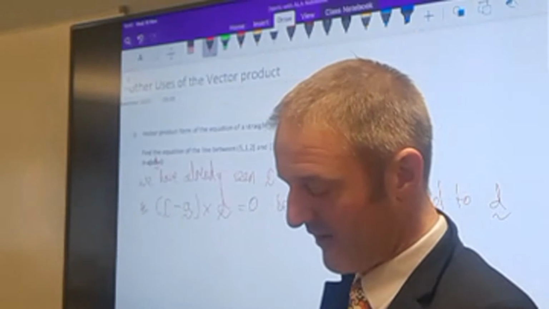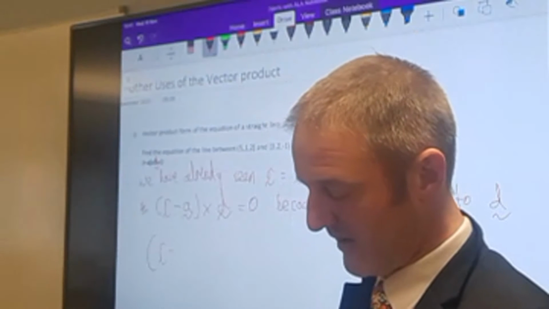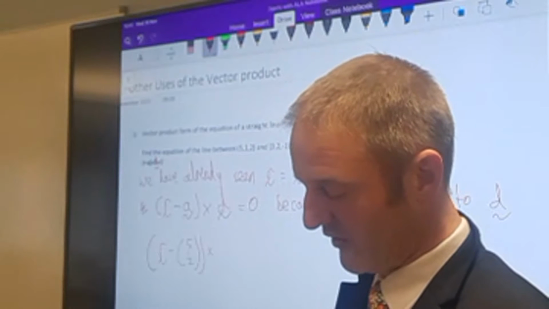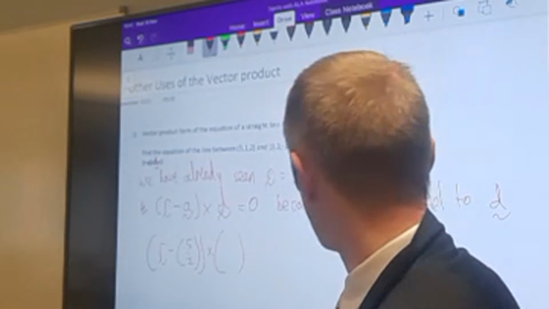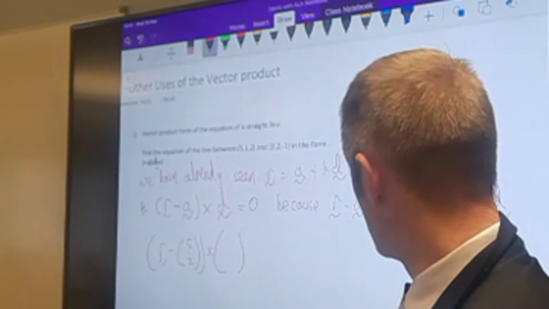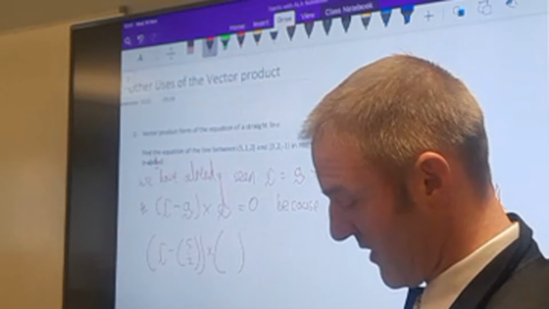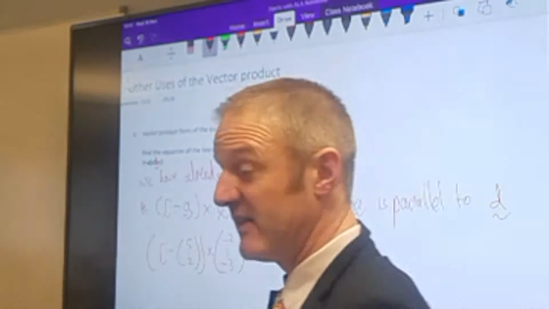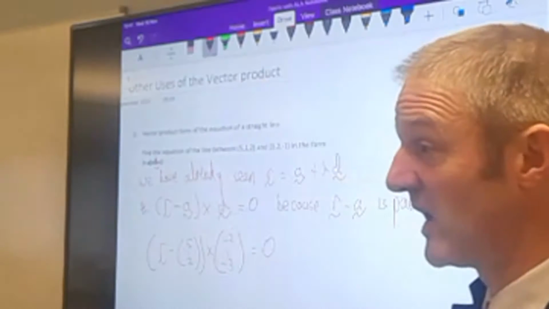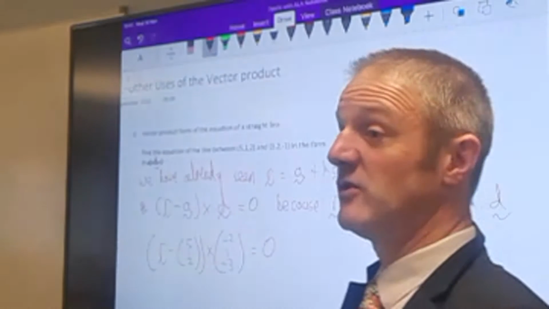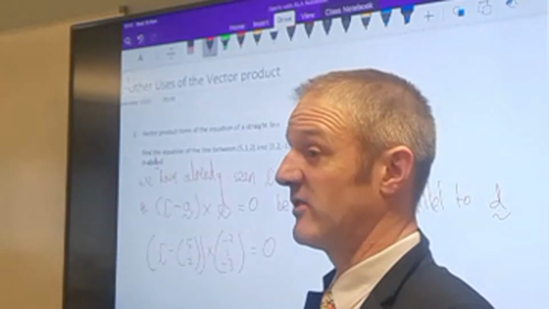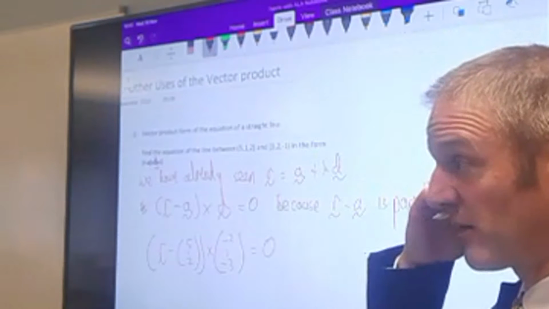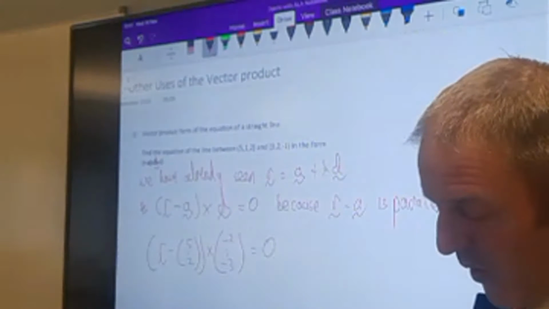So, for example, in this case, we would write (r minus (5, 1, 2)) cross, okay, I need the direction vector for that, so I'm going to go (minus 2, 1, minus 3), is a vector equation of that line. Not, I find, a very useful one, unless I'm doing an exam question that says find the equation of this line in that form. It's not one I would naturally use.